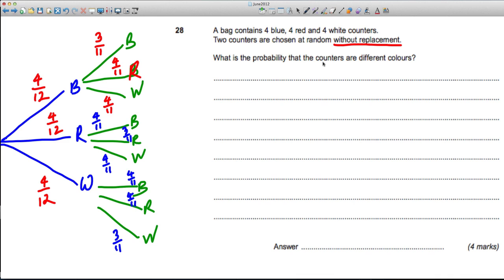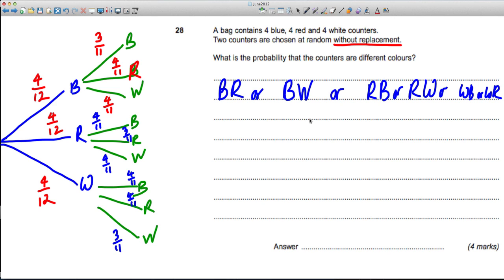What's the probability that the counters are all different colours? The two counters are different. So either it's blue and red, or blue and white, or red and blue, or red and white, or white and blue, or white and red. Okay, so we can do a bit of timesing here to work these out, and add all of those up, and that would be fine. So one way of doing this would be to say it would be that times that, and that times that, and that times that, etc.